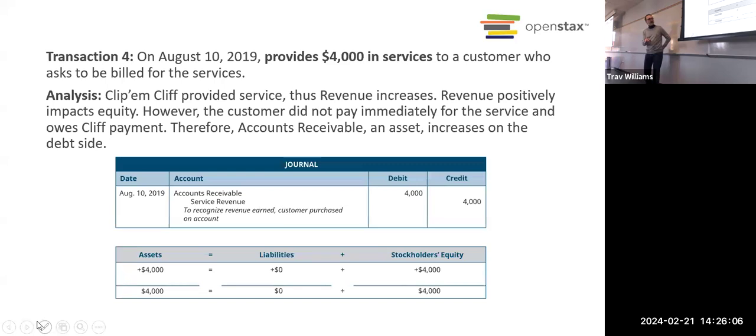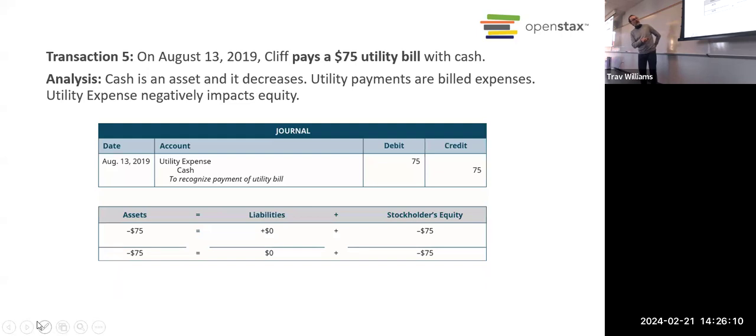And that increases equity. Okay. They pay a utility bill. Well, that means that they had some utility expense and cash goes down from the payment. Right? The expense reduces their equity.